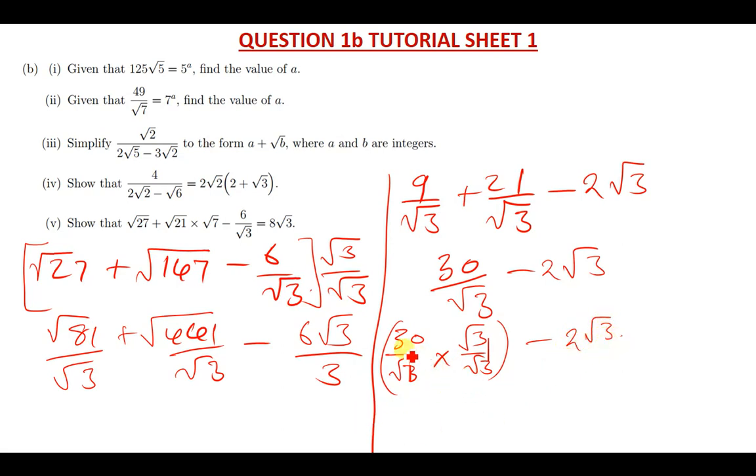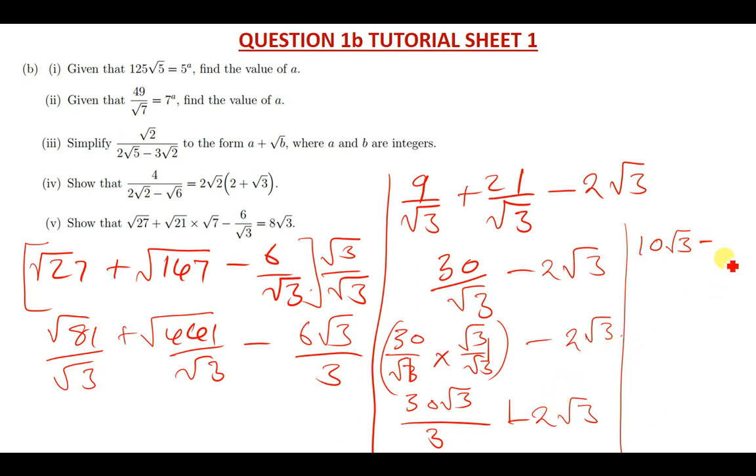And then 30 times the root of 3, this will give us 30 root 3. Then everything divided by root 3 times root 3, that will just give us 3. Then we have minus 2 root 3. Then 30 divided by 3, the answer is just 10. 10 root 3 minus 2 root 3, that will just give you 8 root 3. This is the answer that they wanted there. Yeah, so this is how you solve such a question. It's such a simple question.